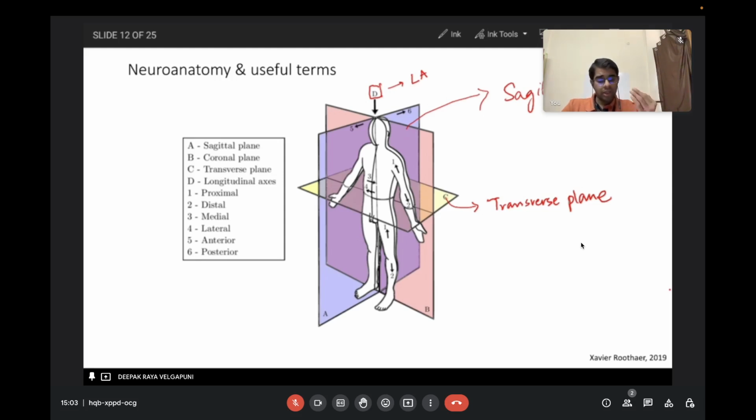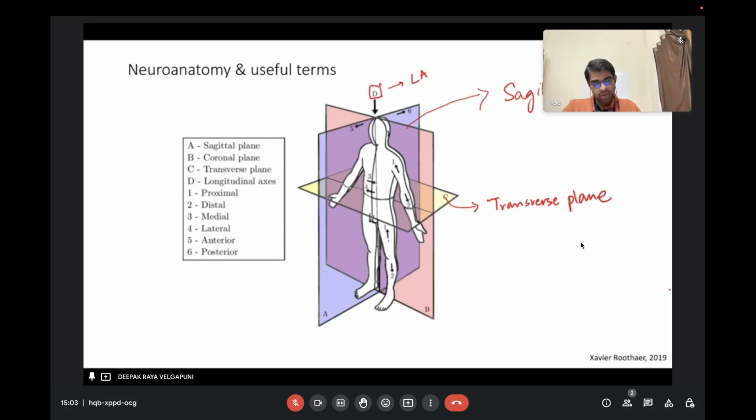Apart from this, we have proximal, which is towards, and distal, which is away, like something going like this is towards, something going away is distal, away from some center. Then medial is towards the middle of your body. Away from the middle of your body is called lateral. Then towards the front is called anterior, towards the back is called posterior. These are the few important terms in any anatomy that you find in the literature.